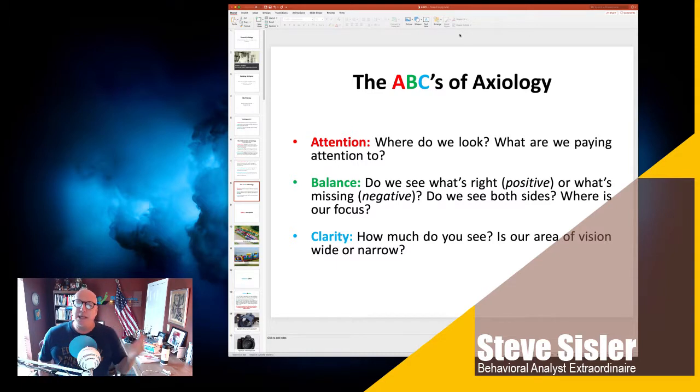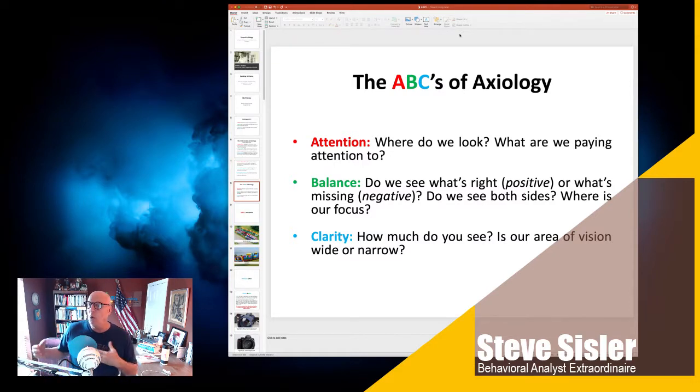the ABCs of axiology. So A, attention. So what do you pay attention to? Where are you looking when you're looking at something? So when we're looking at something, what are we paying attention to when we're looking at it? Okay, that's our attention level. We measure this.